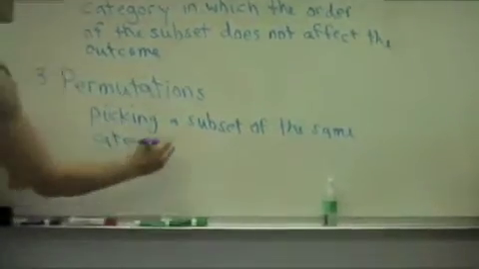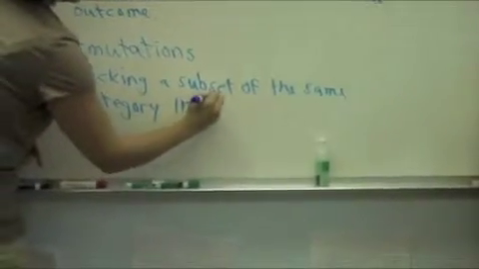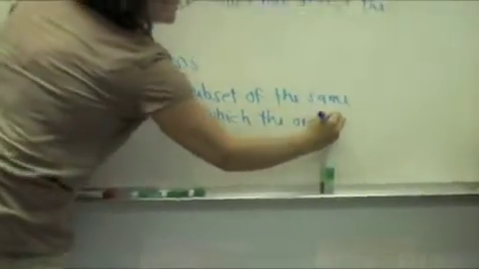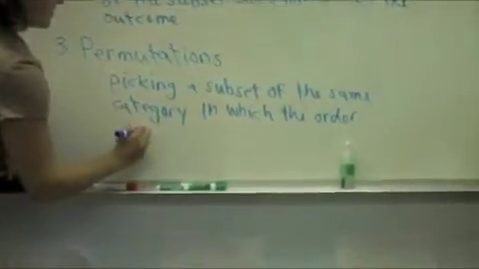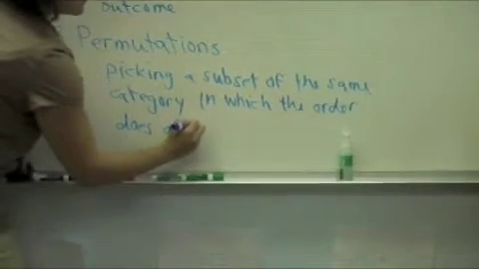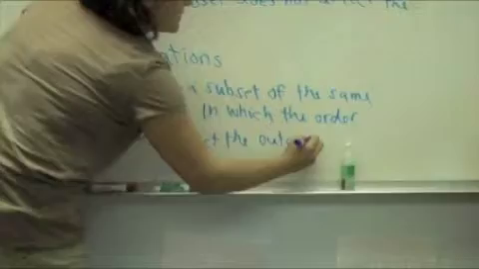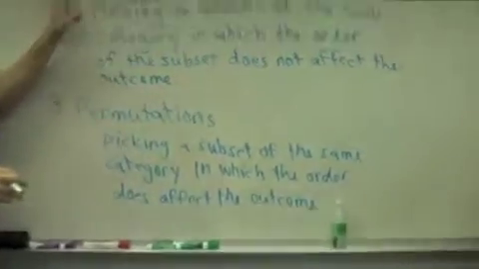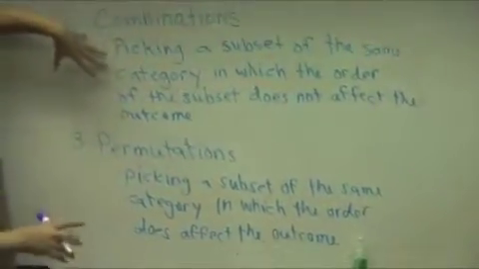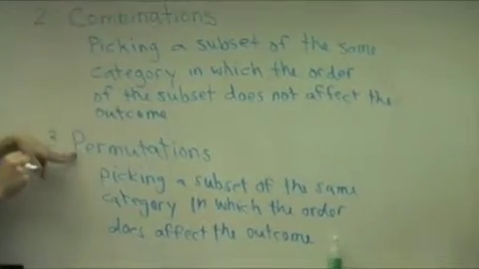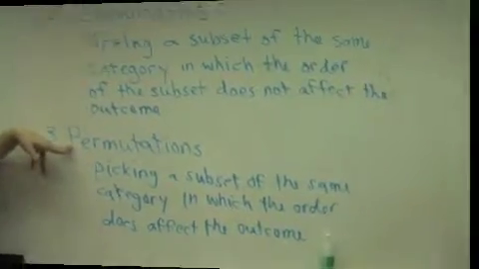In a permutation, the order does affect the outcome. So for these two problems, what you need to do is when you identify that you're picking a subset out of the same category, you know you're either dealing with a combination or a permutation.